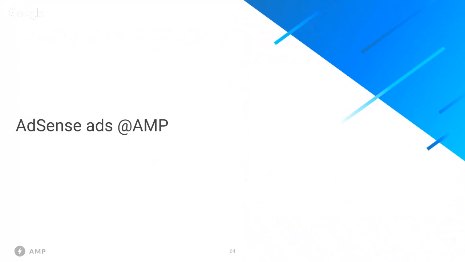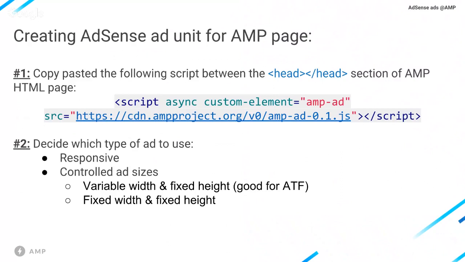So last but not least, for those of you who are using AdSense, how are you able to implement AdSense ads on AMP? There are two simple steps. Number one, this is very important, by the way: make sure you do not forget to copy and paste this code in the head section of your AMP pages. This is a common mistake, and if you don't copy and paste this, your ad will be invalid. So make sure you do so.